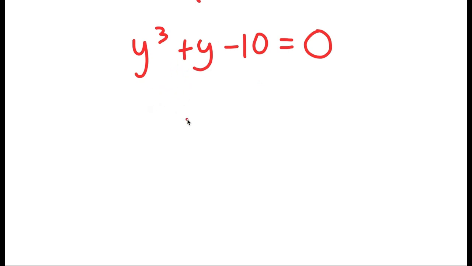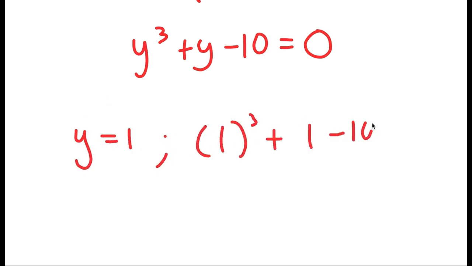Now, what I need to do is first find one solution of y, and then once I have that solution, I can find the remaining solutions. So to find that first solution, I'm just going to test values of y. We're going to start with y = 1. So when y = 1, I have 1^3 + 1 - 10 = 0. Well, 1^3 is 1, 1 plus 1 is 2, 2 minus 10 is negative 8, which does not equal 0. So this does not work.